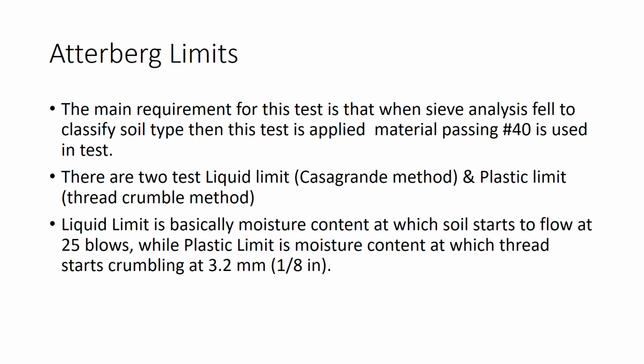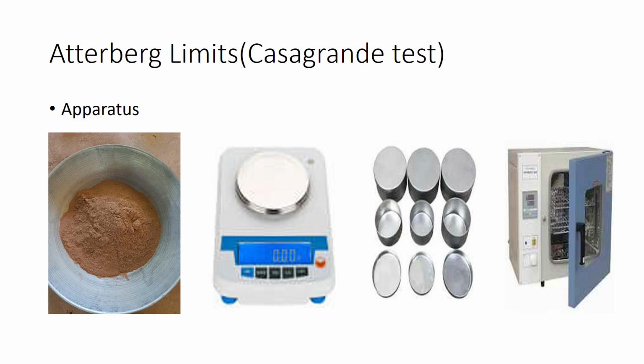The liquid limit is the moisture content at which the soil starts to flow at 25 blows, and the plastic limit is the moisture content at which the thread formed starts to crumble, with a thickness of around 3.2 mm. This is the apparatus required for the test.